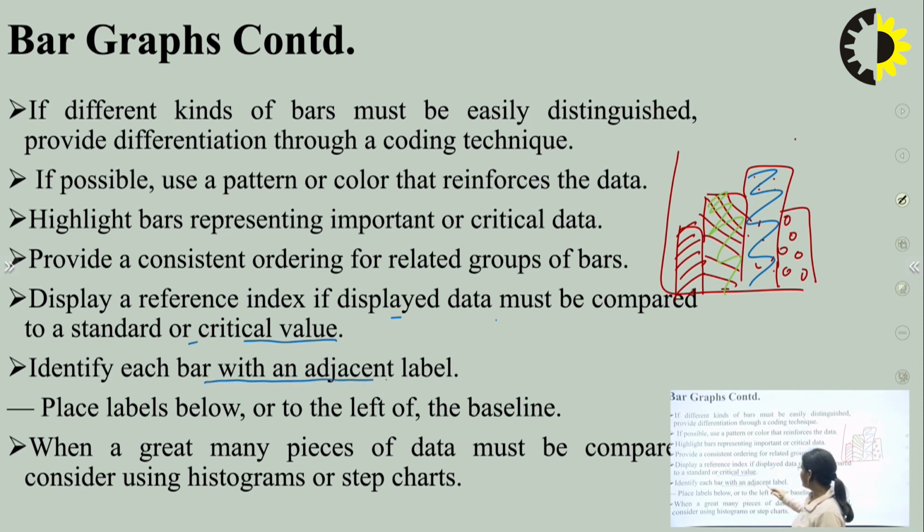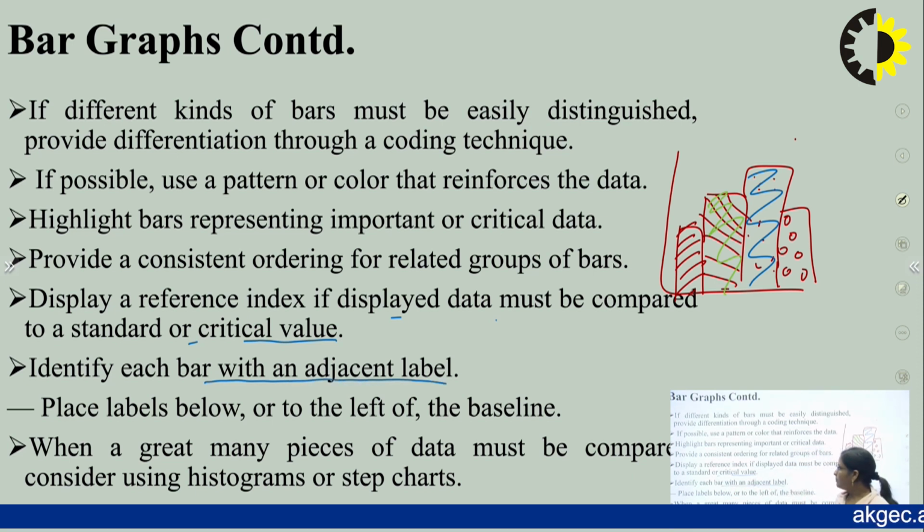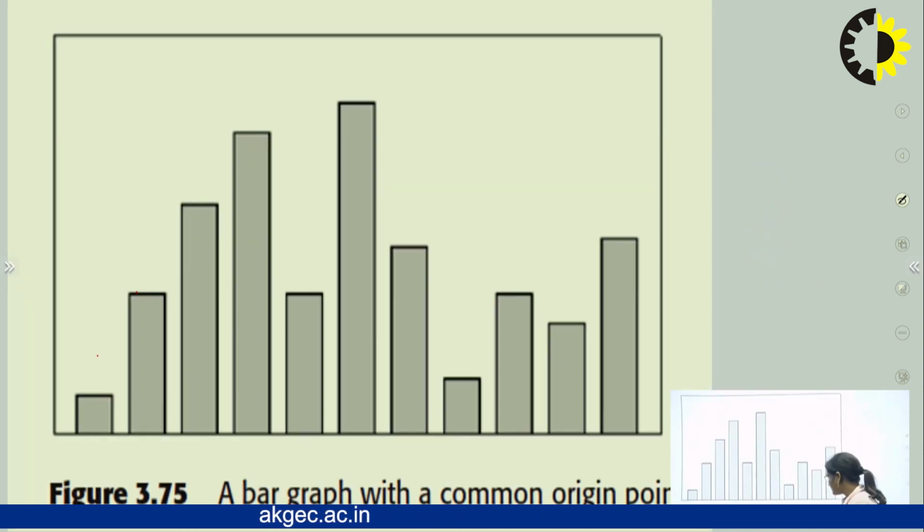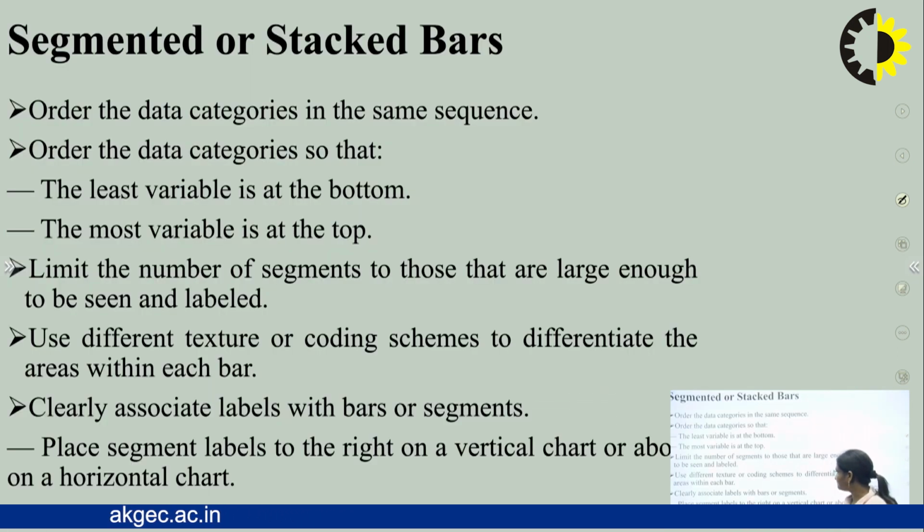Identify each bar with an adjacent label. Place label below or to the left or to the baseline. When a great many pieces of data must be compared, consider using a histogram or step chart. That is also similar to our bar graph. This is the diagram for the bar graph.